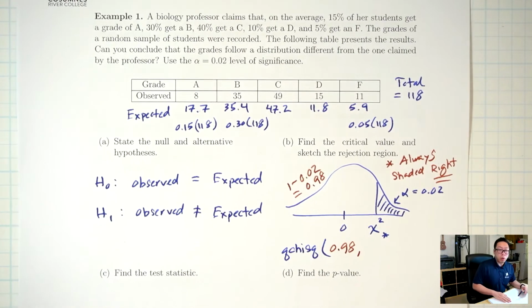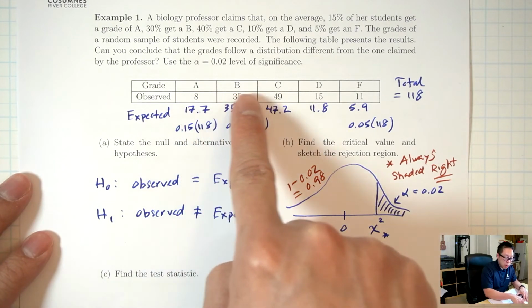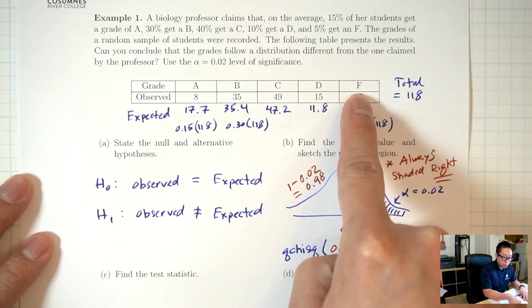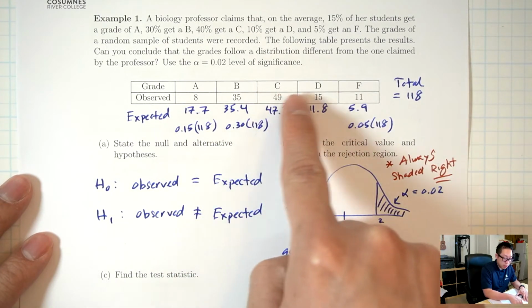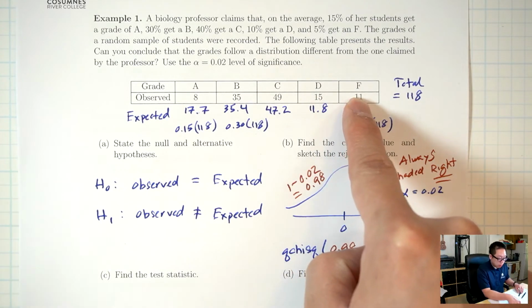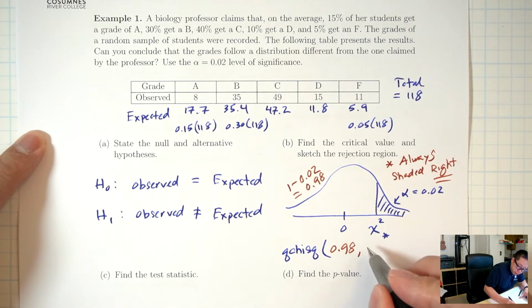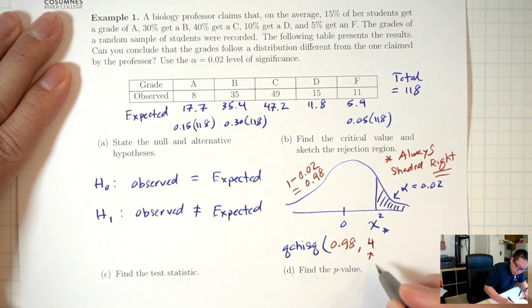And then Q chi-square has a df. So this df has nothing to do with the sample size. It has to do with the number of categories. Okay, it's one less than the number of categories. We have 1, 2, 3, 4, 5 categories, right? A, B, C, D, F. 5 categories, one less than that would be 4. Let me write that here. So this is the number of categories minus 1.